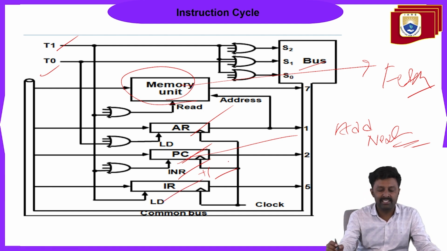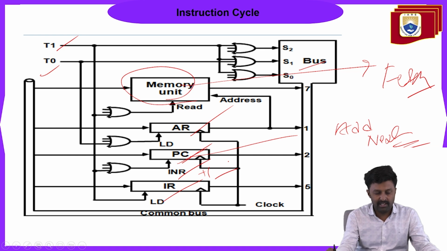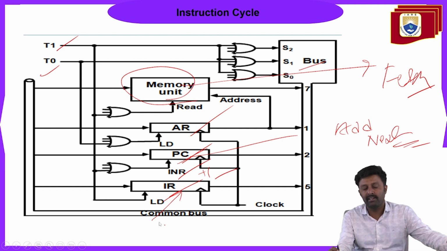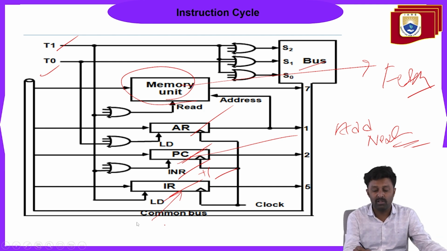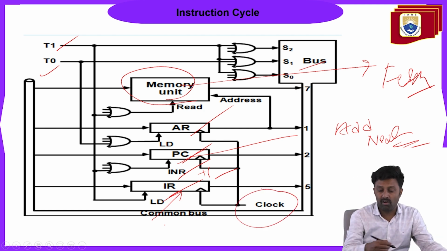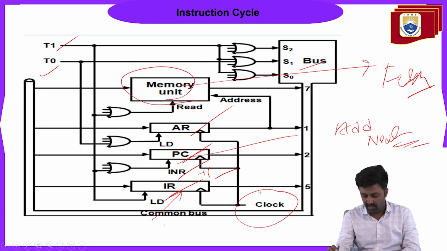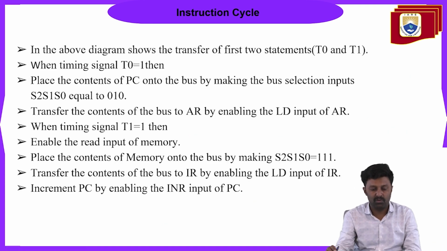In the instruction register, the instruction will be there. That instruction will be loaded, and with the help of the common bus, the addresses will be sent, and the instructions will be held. All these things are happening at different clock cycles. This is how the representation is shown in the diagram.